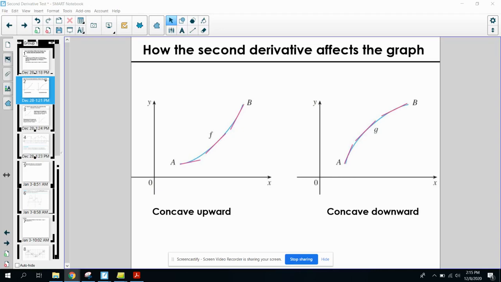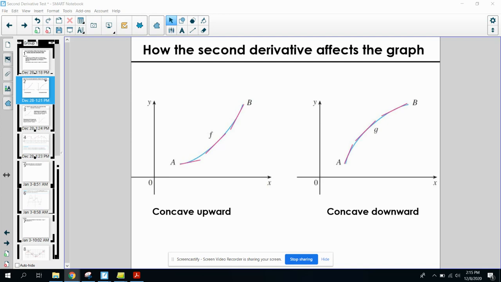In this lesson, we're going to talk again about how the derivative affects the shape of a graph, but more specifically, we're going to focus on the second derivative. The second derivative is really going to tell us about the concavity of the original graph. When we're dealing with concavity, there are two different types: concave up and concave down.